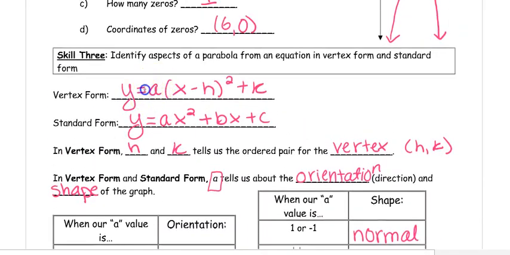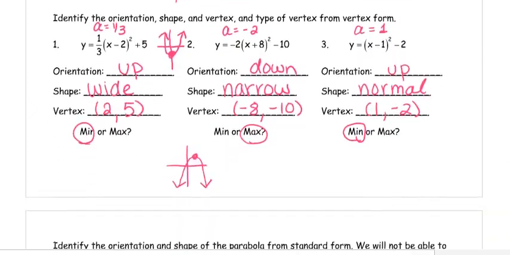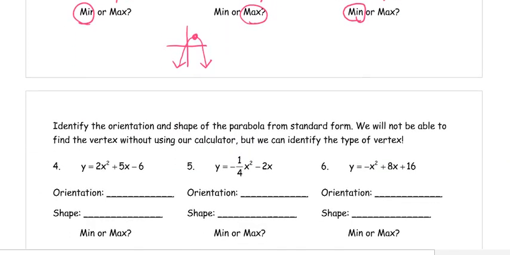In vertex form, the a value is the number in front of the parentheses. In standard form, the a value is the number in front of the x squared. So if we come back here, the number in front of x squared is 2, so our a value is 2. Since the a value is positive, that means the orientation is up. And since it's a number that is bigger than 1, that means that it is a narrow shape. And then whenever the orientation is up, that means it's going to have a minimum point.